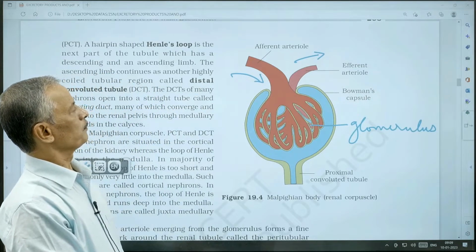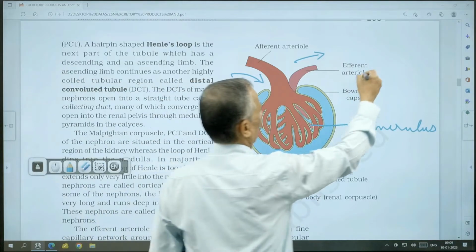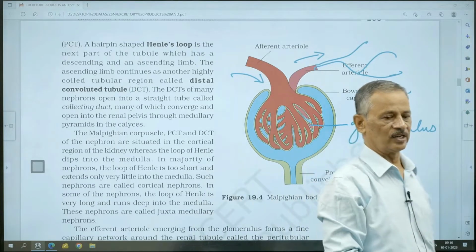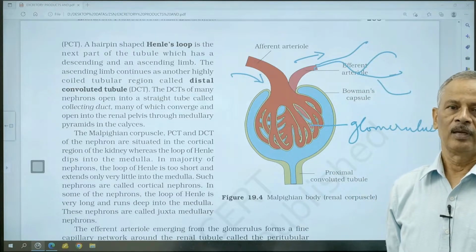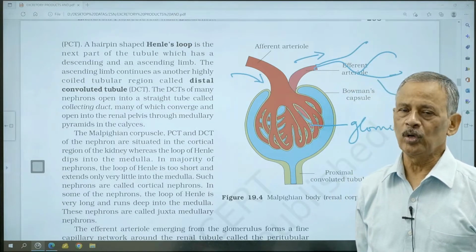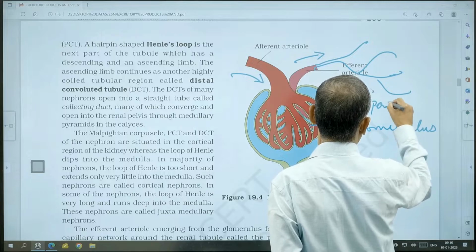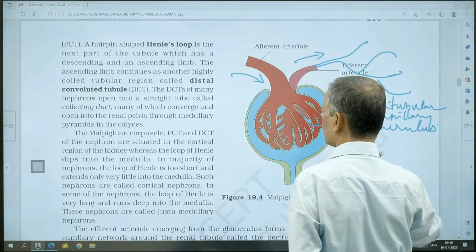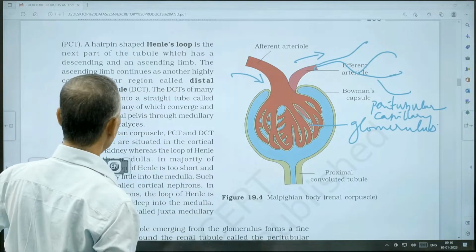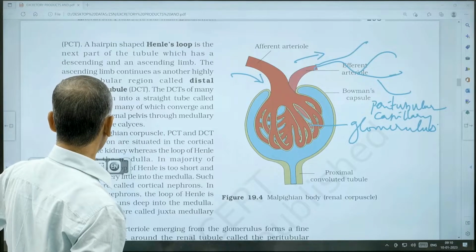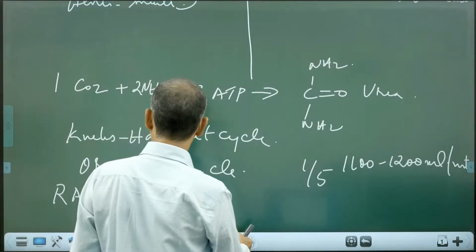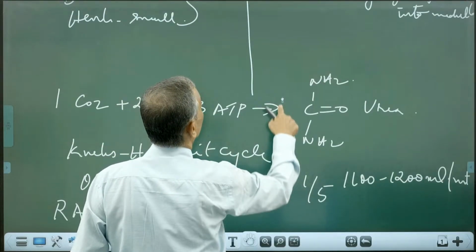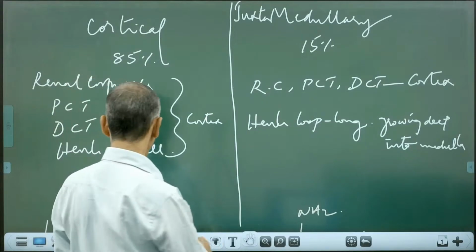After coming out of the glomerulus, the efferent arteriole again branches and will be forming a fine network of capillaries around the PCT, DCT, etc. Since this capillary is around the tubule, we call it peritubular capillary. And one branch of peritubular capillary is growing close to our Henle's loop. That blood vessel is called vasa recta.